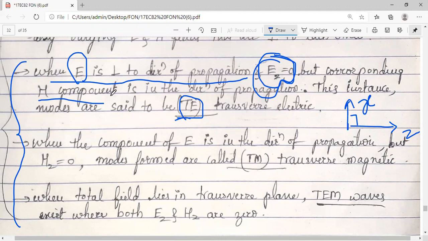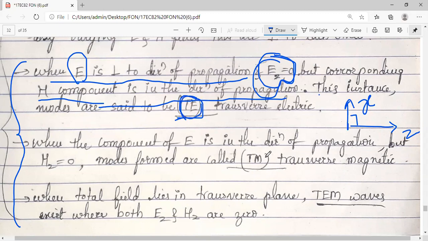So the H component, it is in the direction of the propagation. ये उल्टा हो जाएगा, x direction में नहीं रहेगा, z direction में रहेगा. Okay, so we call this transverse electric mode.